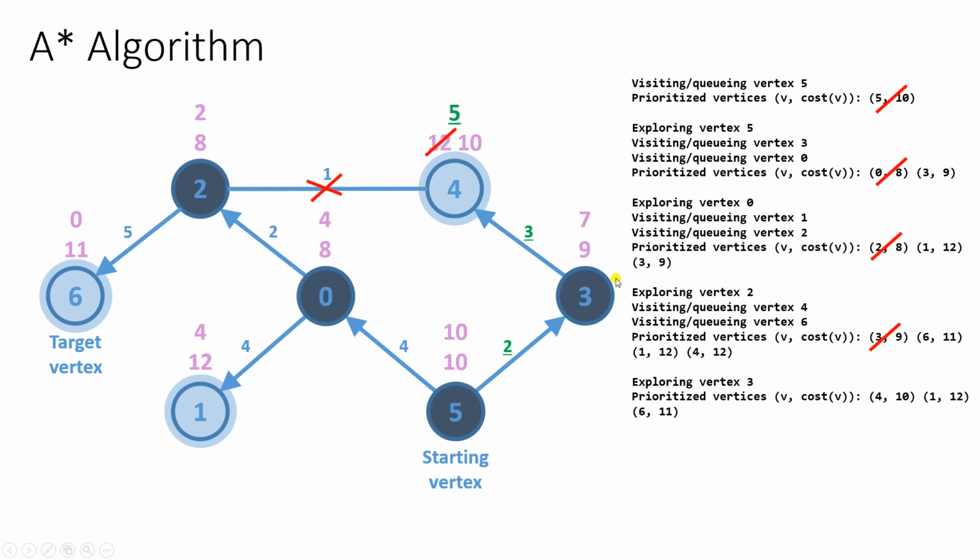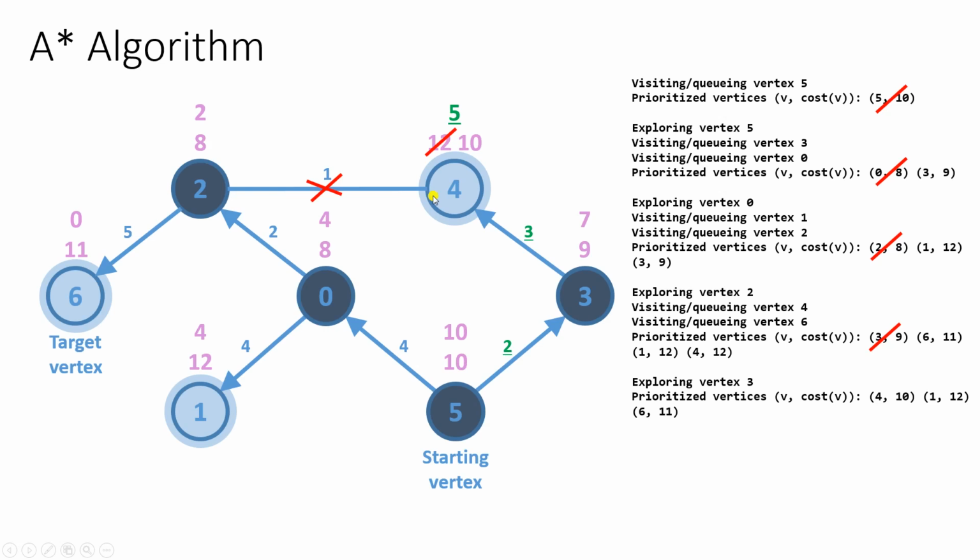So by exploring 3, we have also visited vertex 4, which was previously visited, but that doesn't matter. An interesting thing happened. By visiting, the algorithm always tries to update the total cost of a vertex, even if it was visited before.